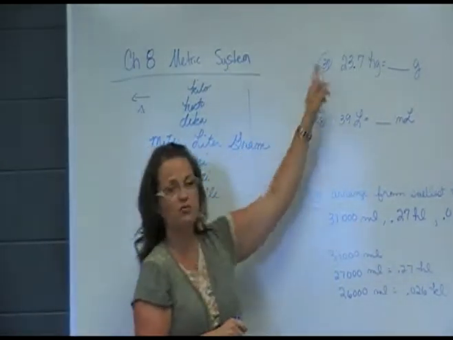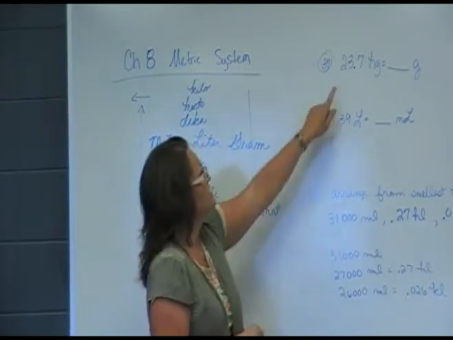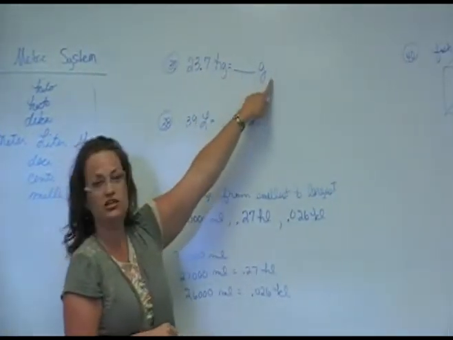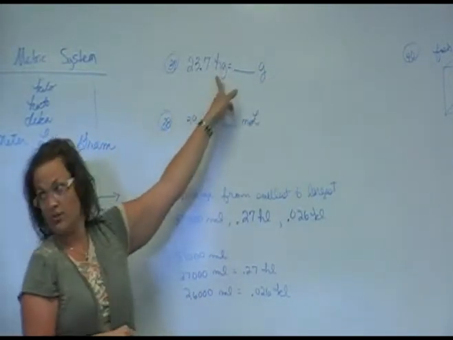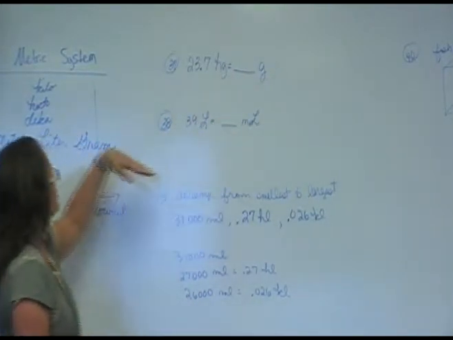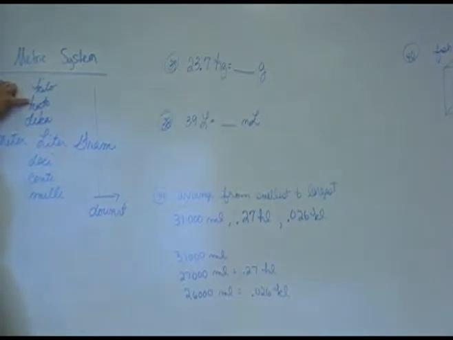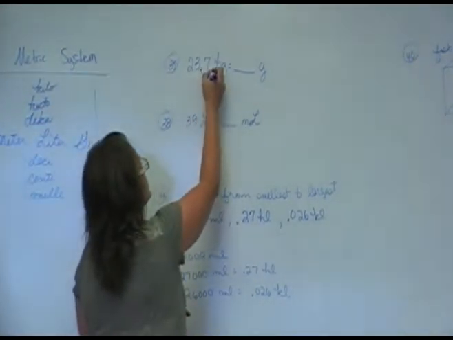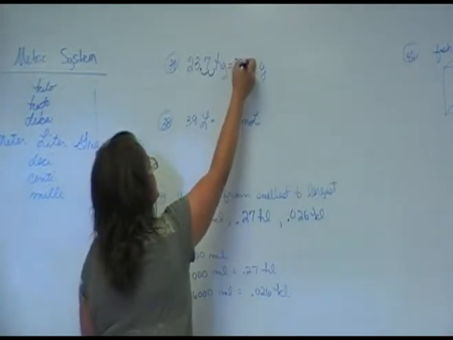Okay, so my first problem from the study guide, number 37, says to take 23.7 hectograms and convert that to grams. So we're going from hecto to grams. So find your spot on the scale. We're at hecto, and we're moving down to the base gram. So that's 1, 2 down, down means right, 2 decimals right, so 1, 2. It adds a 0 to the end.